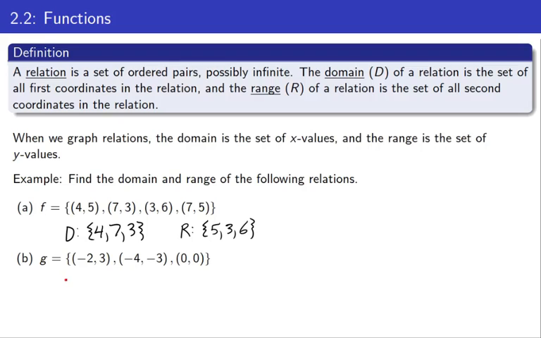For g here, the domain is just -2, -4, and 0. There's no repeats this time. For the range, we get 3, -3, and 0. So these are our setup for these relations. The x-coordinates are the first coordinates. If there's any duplicates, we don't write them down. And the range is all the second coordinates.